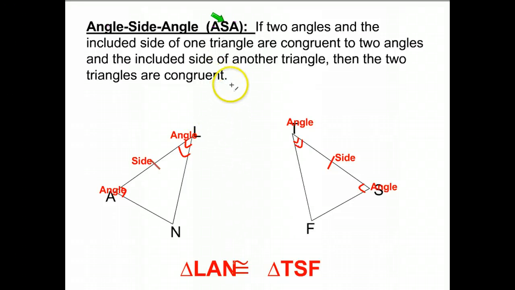This is the angle, side, angle postulate, and it says, once again, if two angles and the included side of one triangle are congruent to two angles and the included side of another triangle, we can automatically say that those two triangles are congruent. We need no other information.